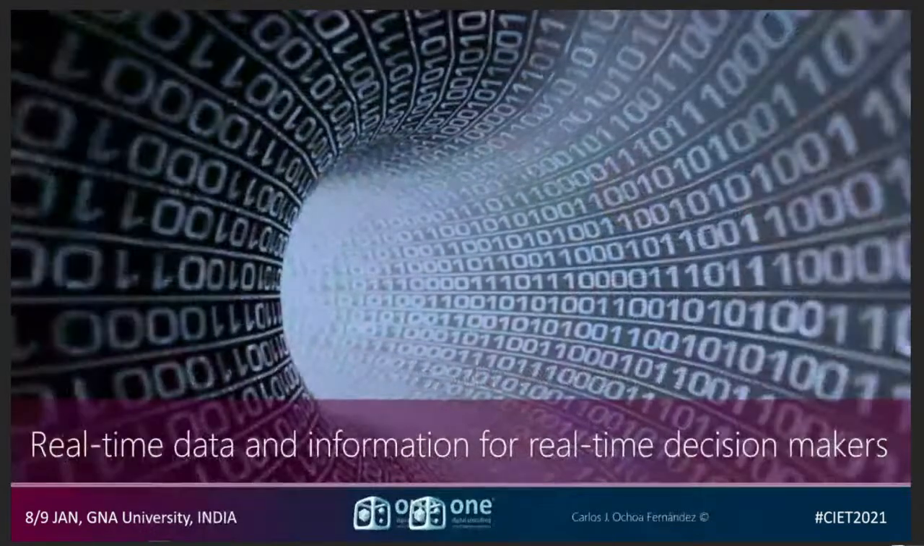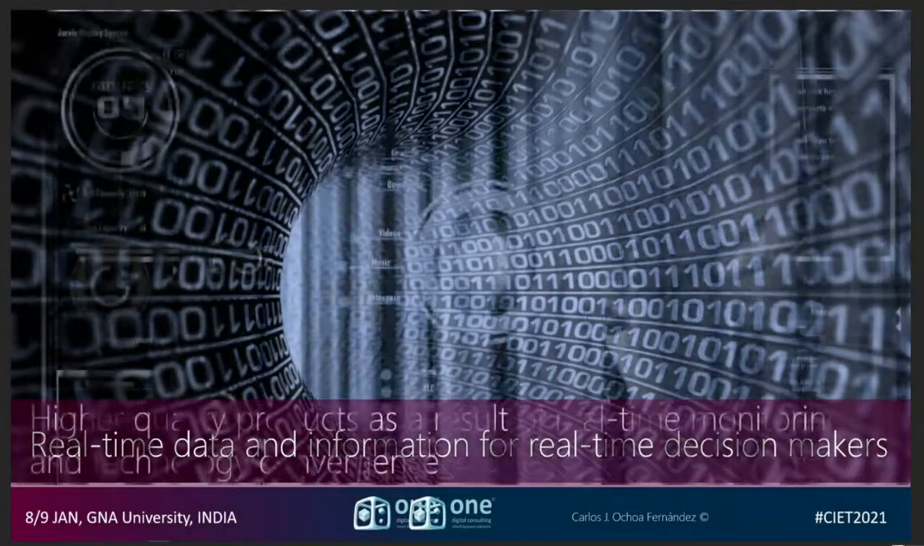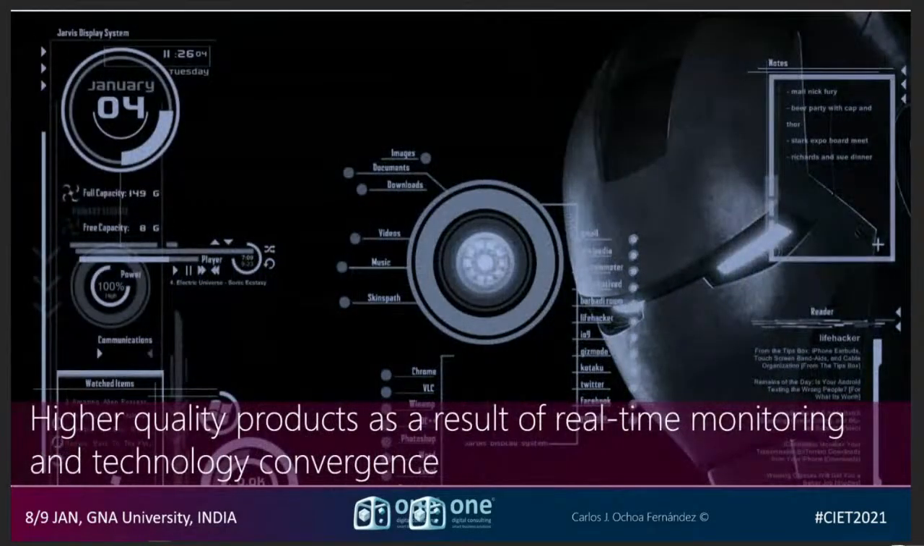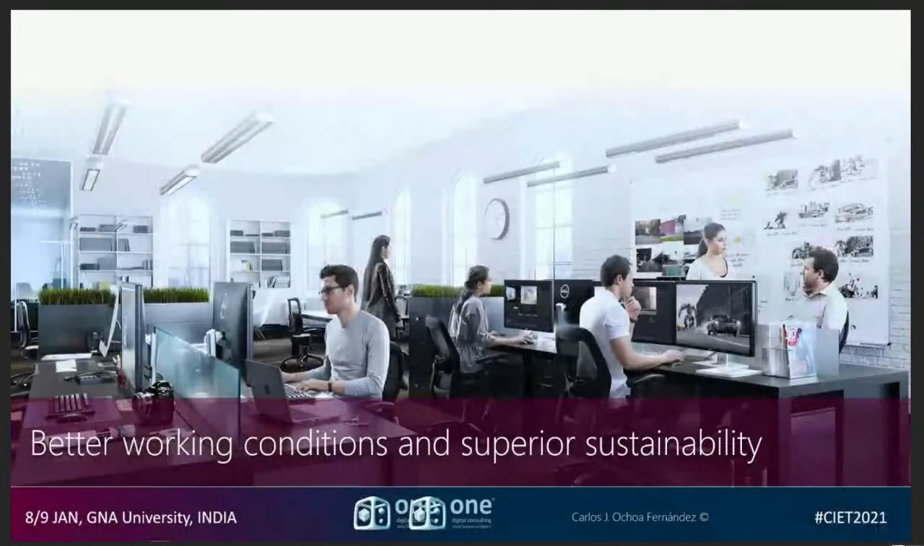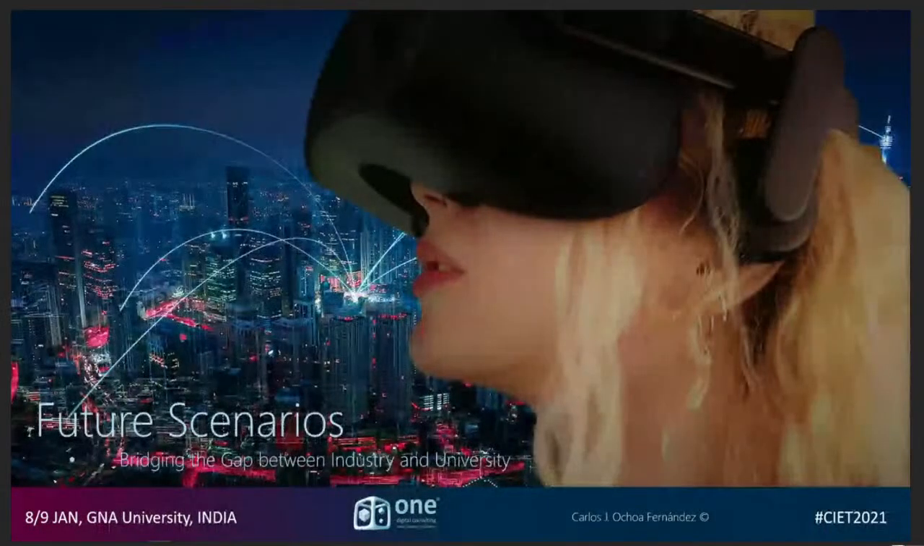So we are looking for real-time data and information and real-time decision makers. So we need higher quality products as a result of real-time monitoring and technology convergence, and better working conditions and superior sustainability. So which are the future scenarios?